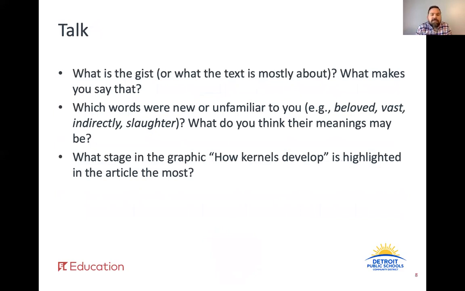Now it's time to have a discussion with your family member, caregiver, or a friend. Remember, the gist is what the text is mostly about. So what is the gist? What makes you say that? Another question, which words were new or unfamiliar to you? What do you think their meanings may be? And the last question, what stage in the graphic, How Kernels Develop, is highlighted in the article the most? Go ahead and pause the video here while you discuss this.